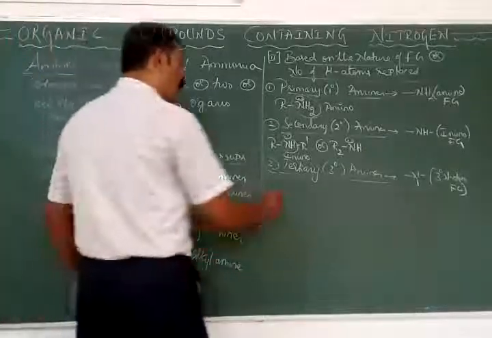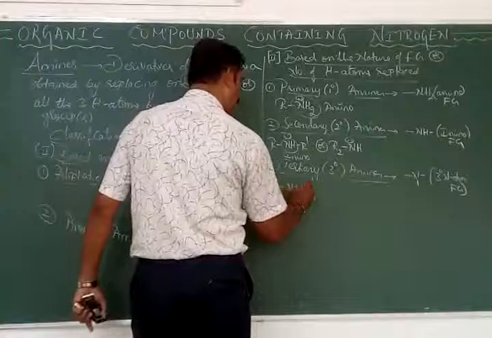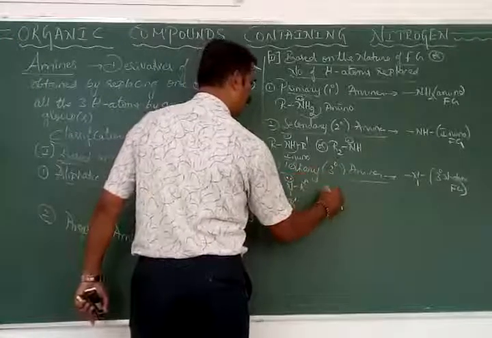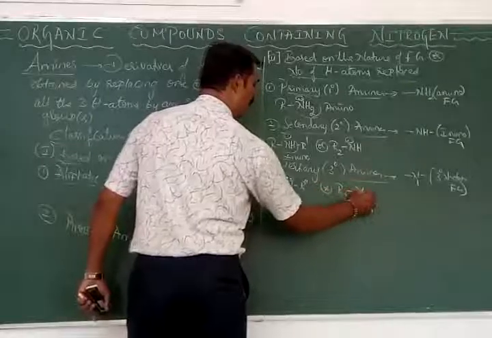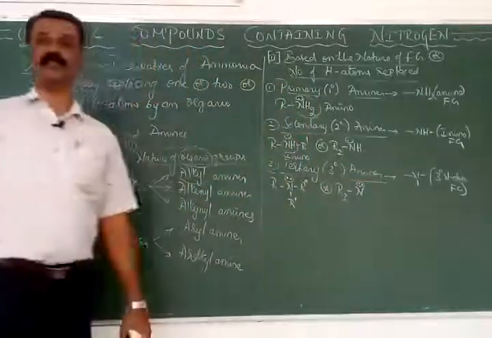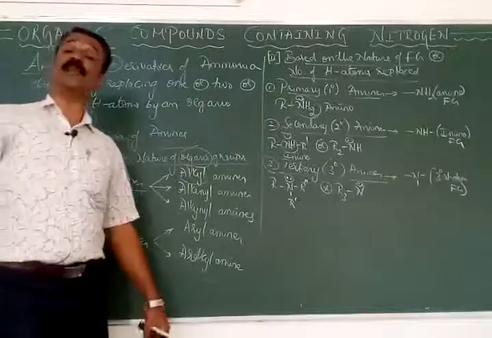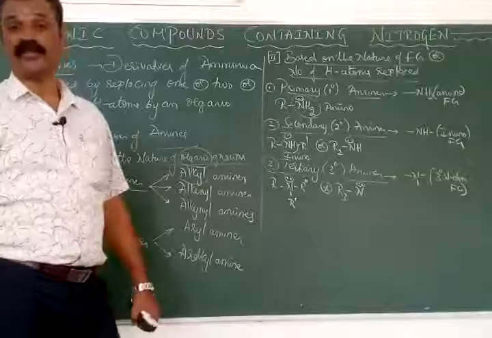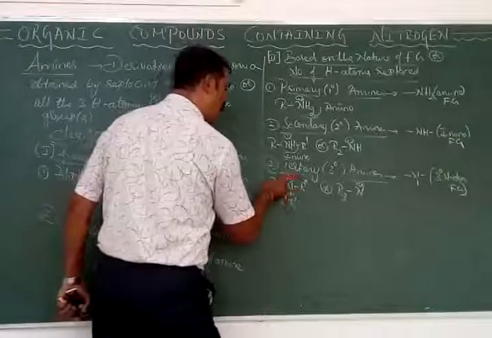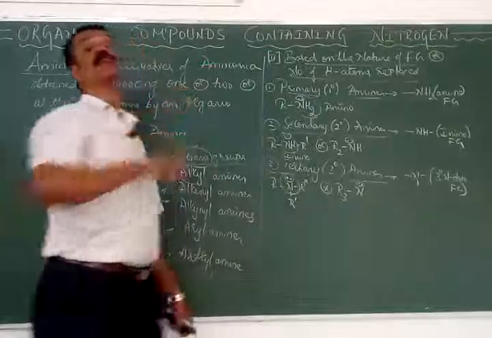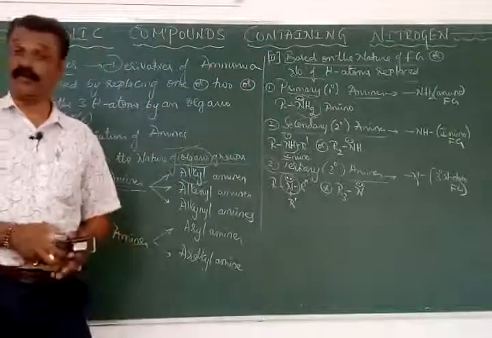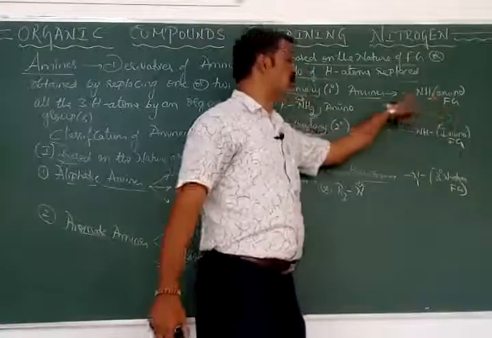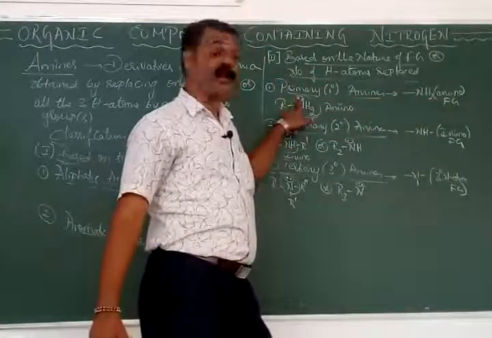And then when all three hydrogen atoms have been replaced, giving R3N, it is called a tertiary amine. This means all three hydrogen atoms have been replaced by three organic groups. This is called a tertiary nitrogen atom as its functional group. The simple definition is that amines characterized by amino, NH2, as the functional group are called primary amines.